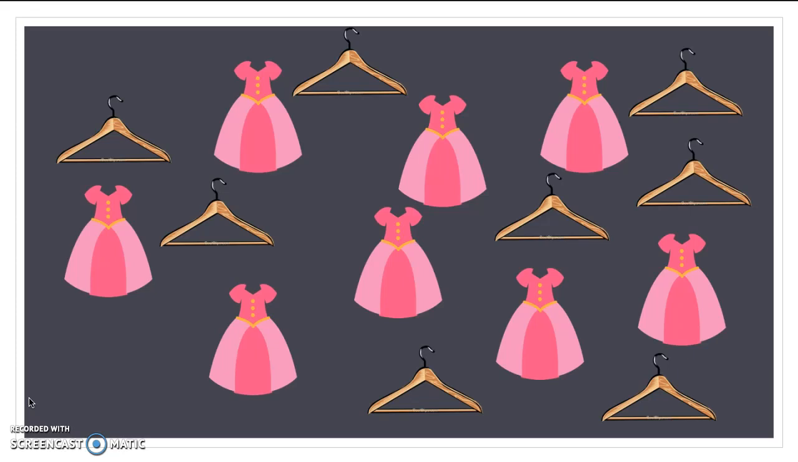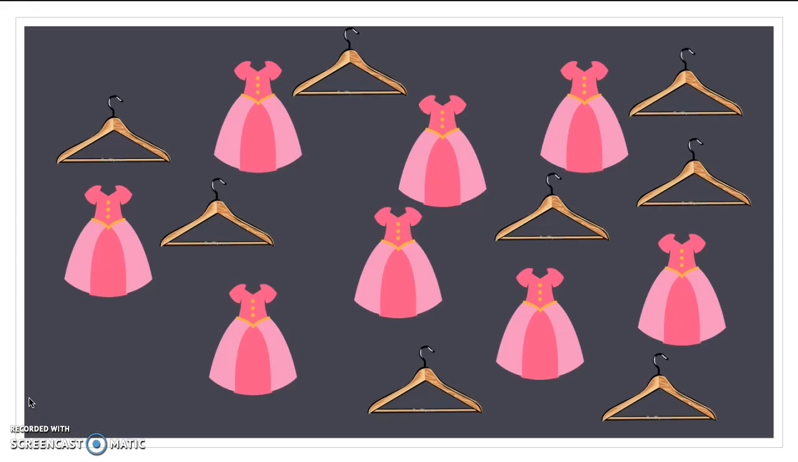Ooh, what about these pretty princess dresses and hangers? What do you think? Are we going to have more dresses than hangers? Or are we going to have the same number? This one's kind of trickier. Why? Yeah, you probably really do have to count because there's so many of them and they're kind of small. So it's kind of hard to see pretty quickly.